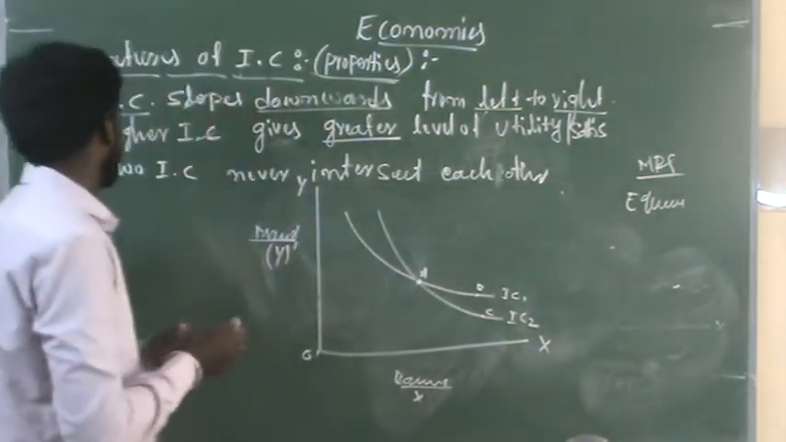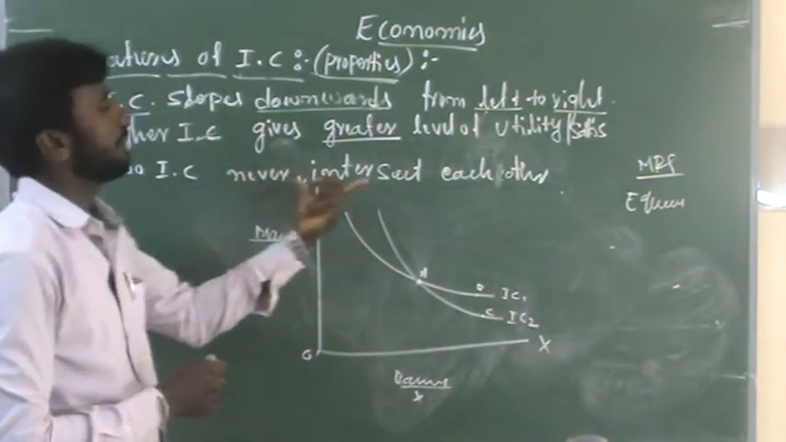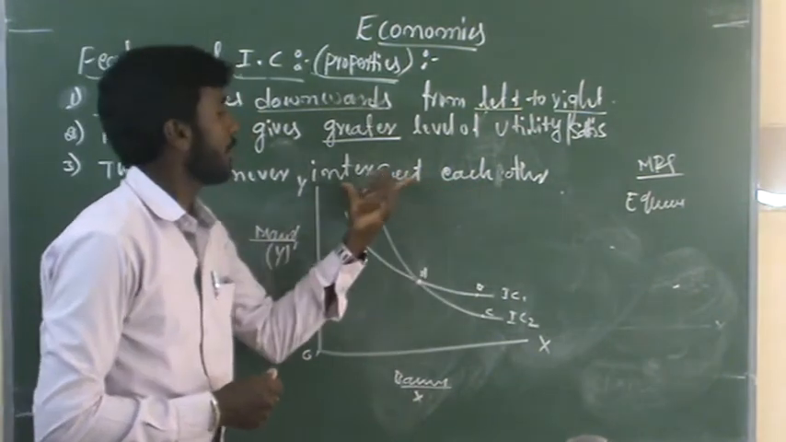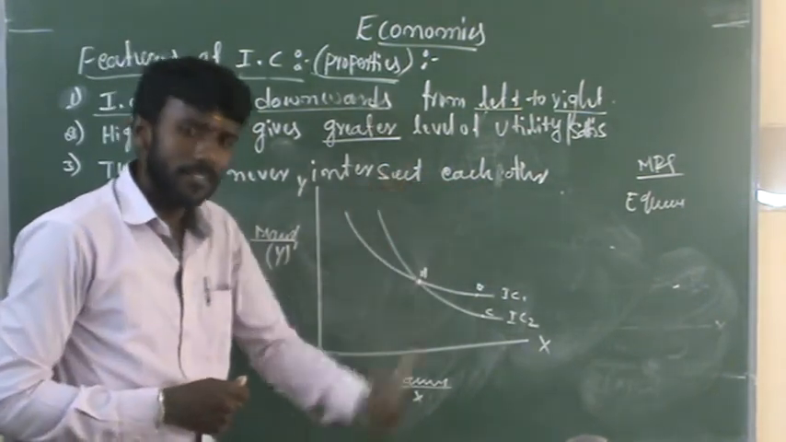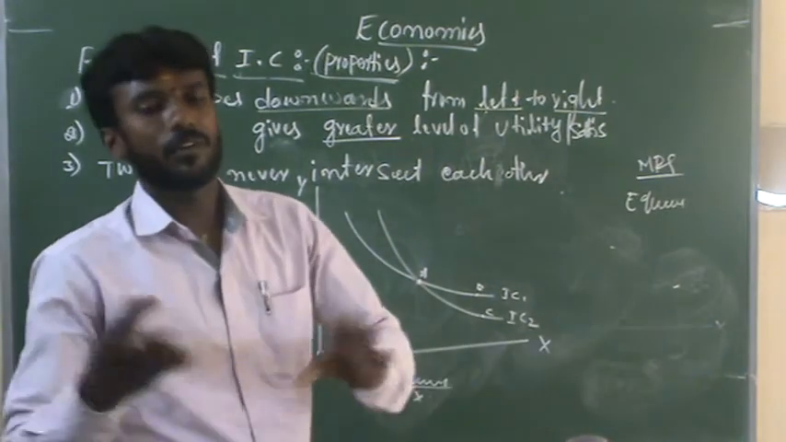See, we already know, two indifference curves never intersect each other. Suppose they intersect, it gives conflicting results.